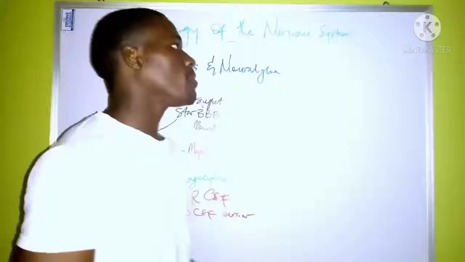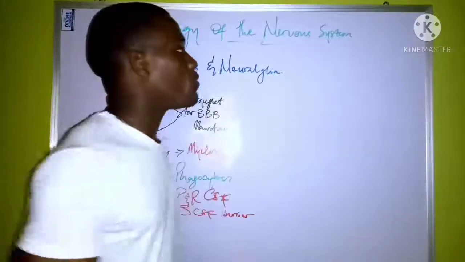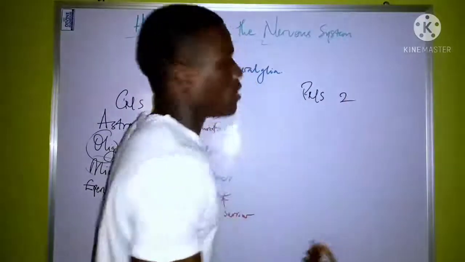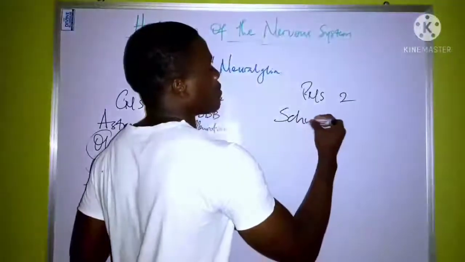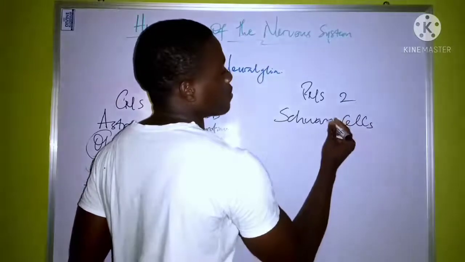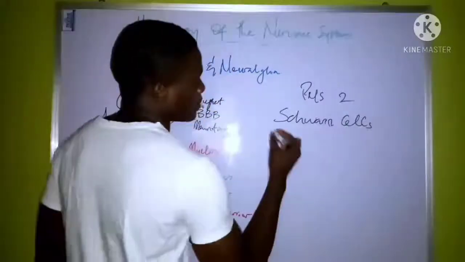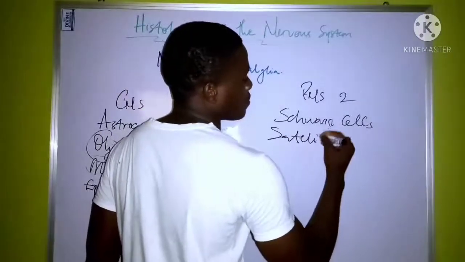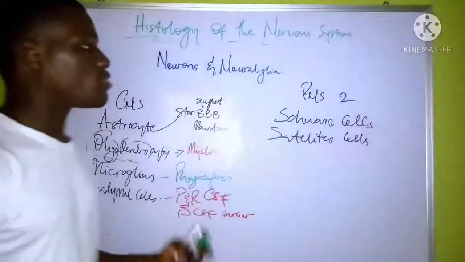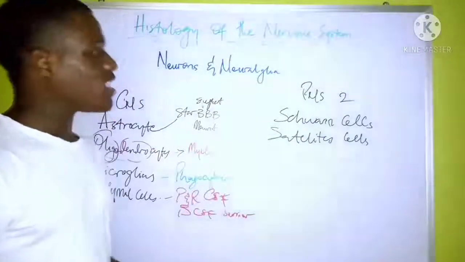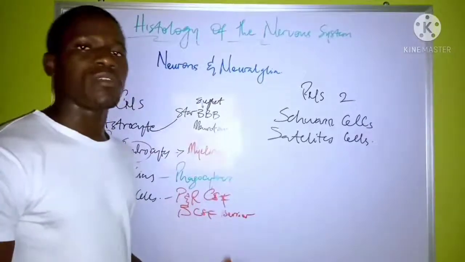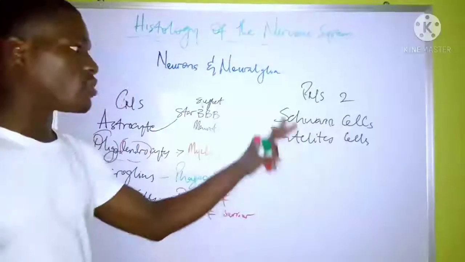The neuroglia of the peripheral nervous system are of two types. The PNS has two: the Schwann cells and satellite cells. The functions of the Schwann cells are similar to that of the oligodendrocytes in that they are responsible for myelination of the axons of the peripheral nervous system. That's just the function of the Schwann cells.